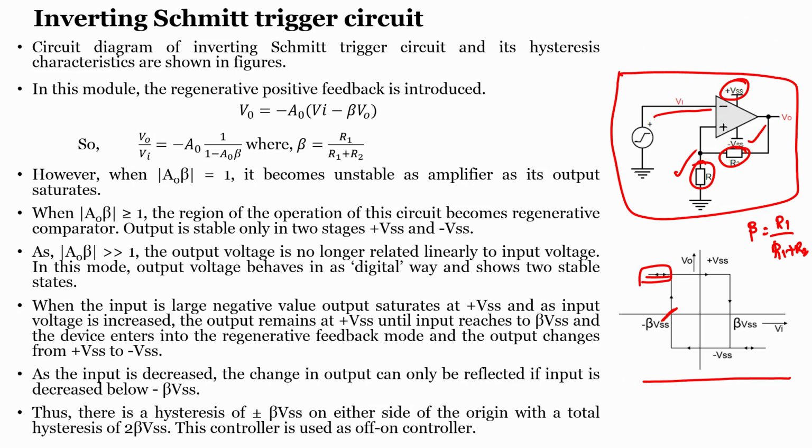So, it will always shift from plus VSS to minus VSS, or from minus VSS to plus VSS, but that depends upon two thresholds. The thresholds depend entirely upon the beta value and plus VCC and minus VCC, which are nothing but the power supplies that we give to an op amp to operate it.